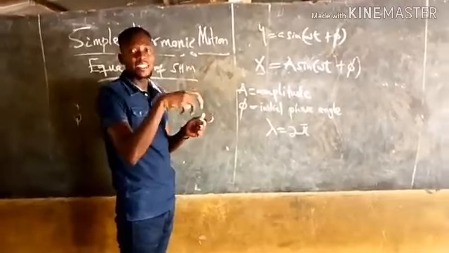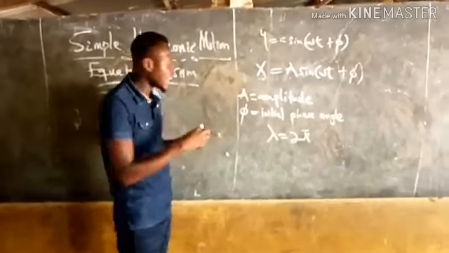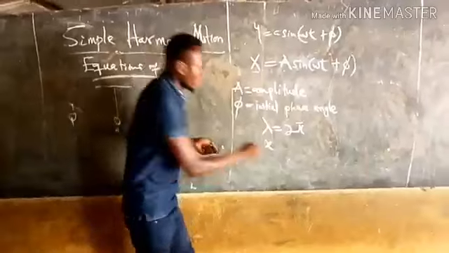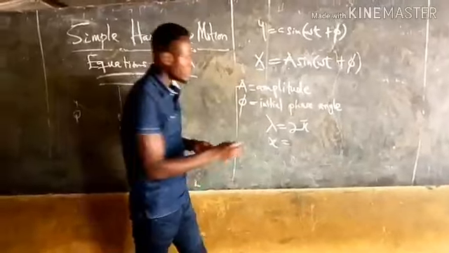The body hasn't completed the cycle yet. So let's take that distance as x. So we have x equals, that is φ.